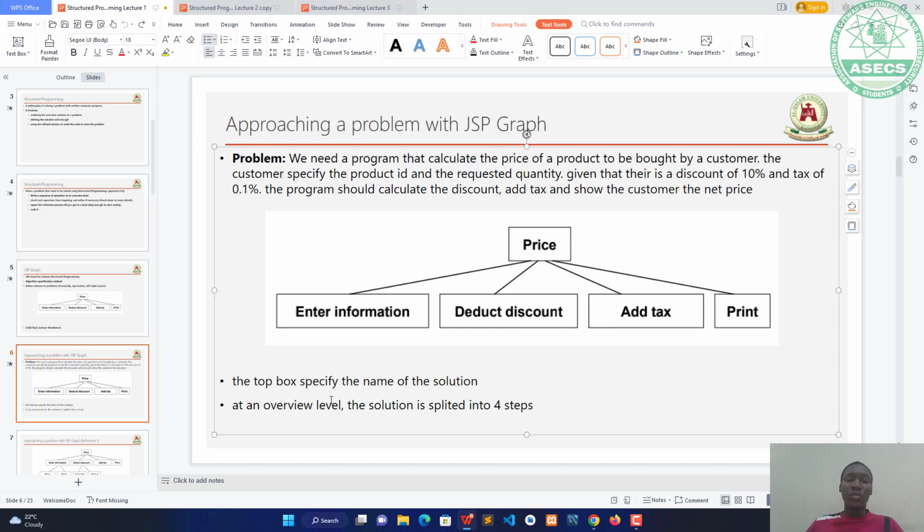So a nan ke cewa at an overview level the solution is splitted into 4 steps. Wannan shine what? Solution ɗin but what? At an overview level. That means what? We have to break this down and what? And like explain it so that we'll be able to like what? Implement this as a what? As a computer program. So let's move on to the next slide.